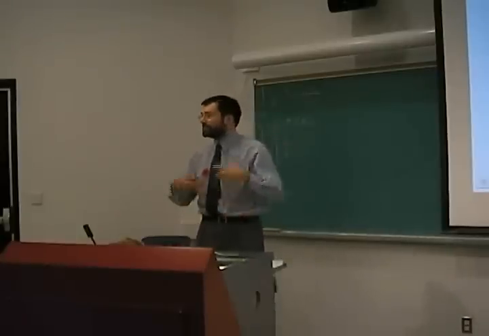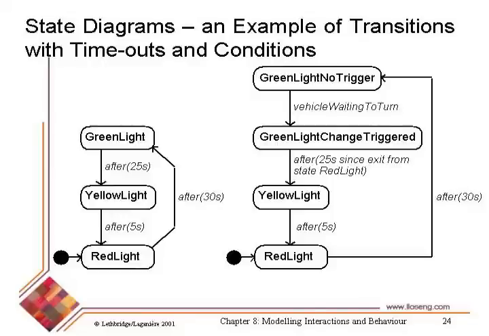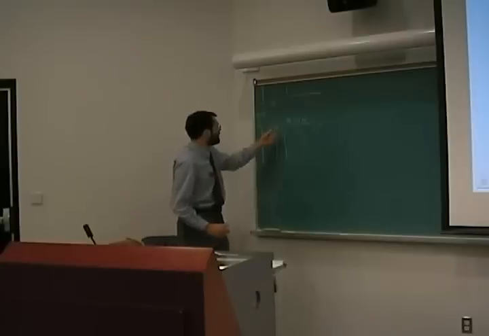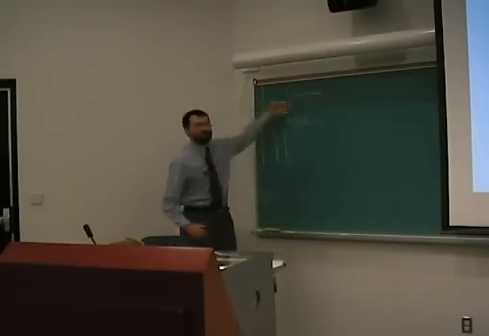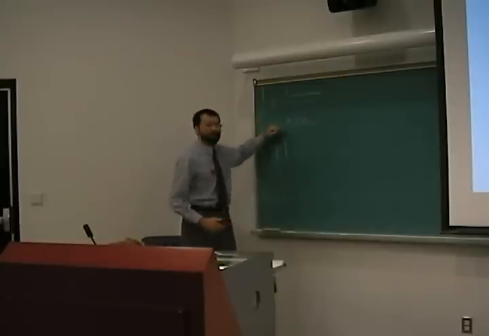Vehicle's waiting there, it picks up the magnetic signature of the vehicle. Okay, it says green light change triggered. It's going to wait for a little while now. Okay, it says after 25 seconds since exit from red light state. Okay, so we have to have this green light for at least 25 seconds. So if traffic keeps showing up here, it's not going to suddenly trigger a change and stop this traffic. This traffic is going to get at least 25 seconds of flow, even if traffic is waiting here.